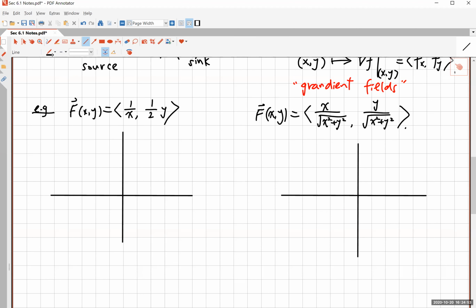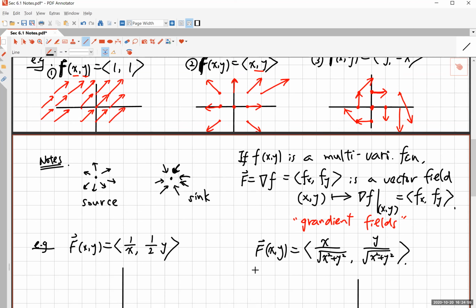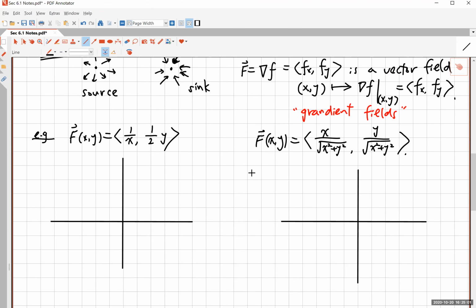All right, so the first thing you should note is that in these two examples, unlike the first three that I drew, not every point is in the domain of these vector fields. You see that? Because you have x in here. So that means this entire line, where x is equal to 0.